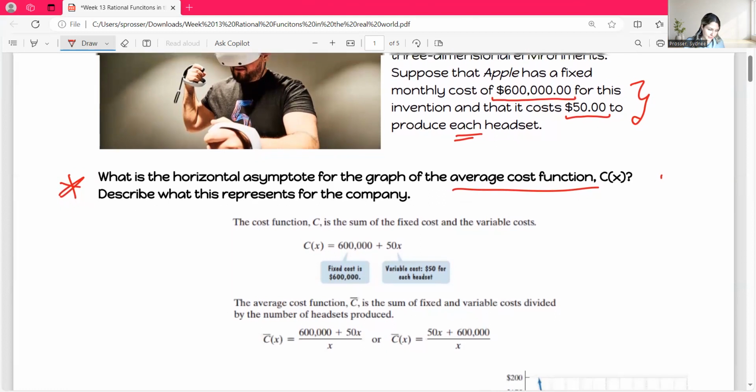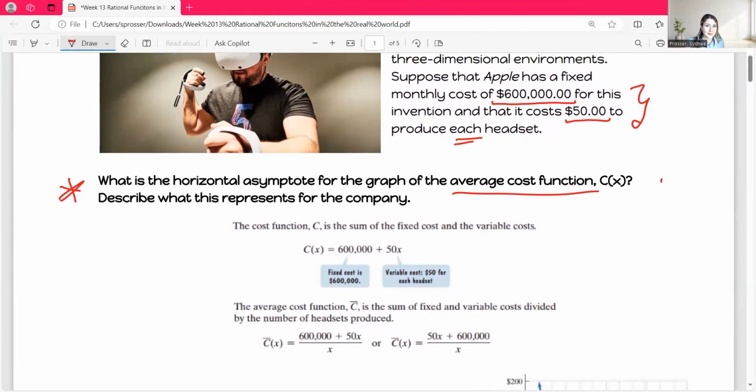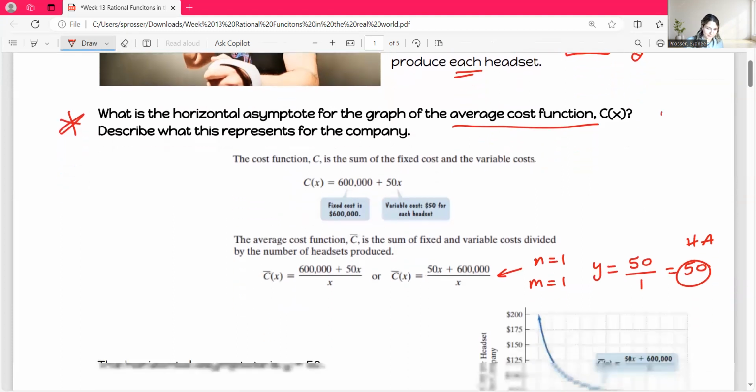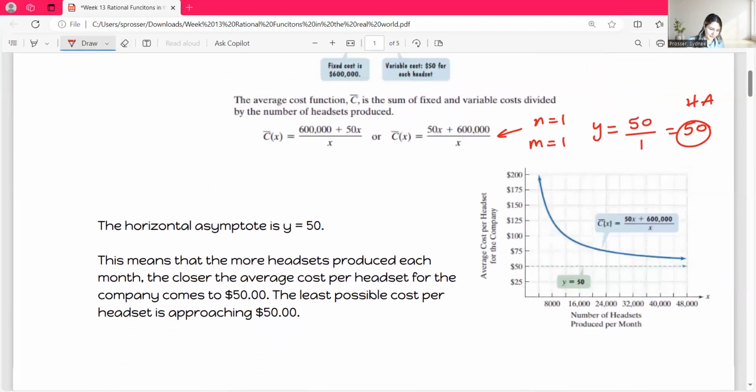Our main question then is, what's the horizontal asymptote? We've spent all week trying to find horizontal asymptotes. We are going to use our function here to find a horizontal asymptote. We know our numerator degree is 1. Our denominator degree is 1. When they are the same, we use the leading coefficients. So the leading coefficient of the numerator is 50 over the leading coefficient of the denominator, which is 1. So our horizontal asymptote is y equals 50. So let's check out what that looks like on the graph here.